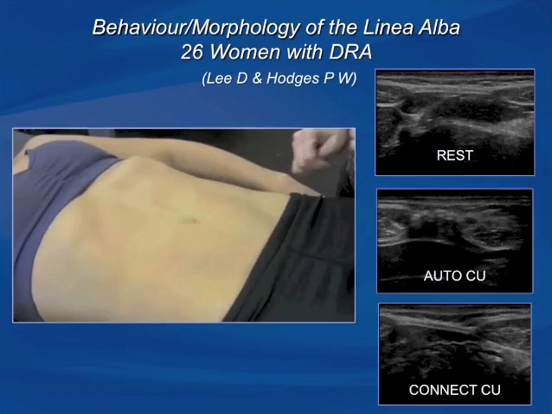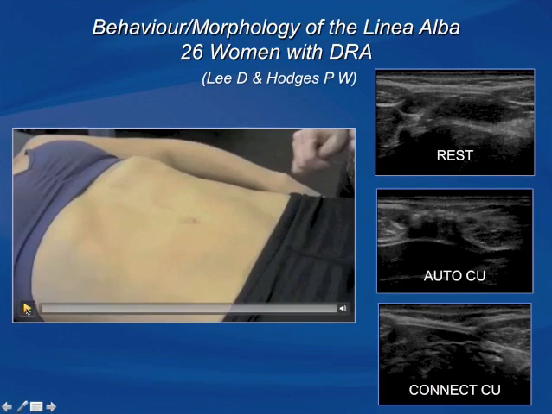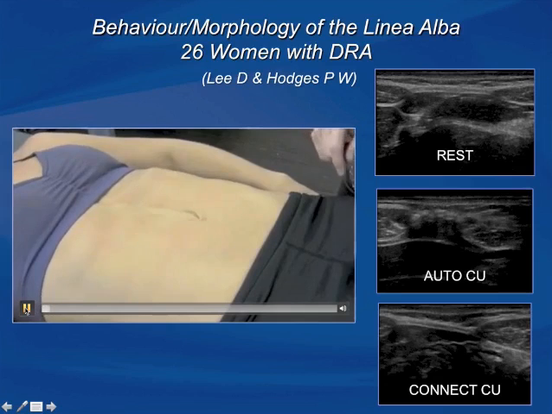Now, this gal is not a postpartum woman. She actually had radiation as a teenager in her thorax, which led to some stiffness and her separation of the abdominal wall. Nonetheless, she has a DRA and her data was included in the study. And let's look at what happens when she does a curl up.